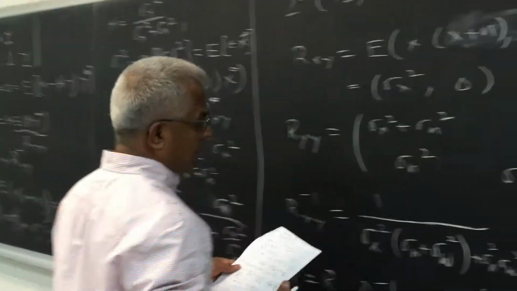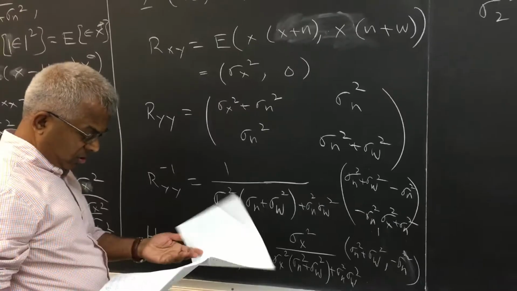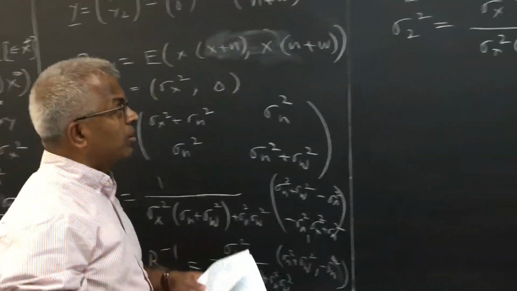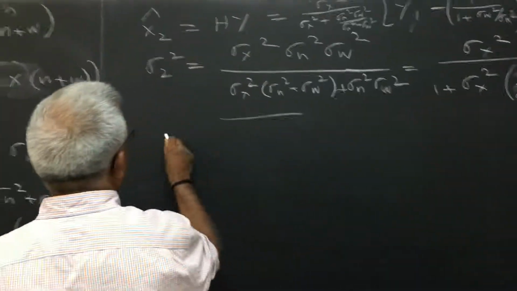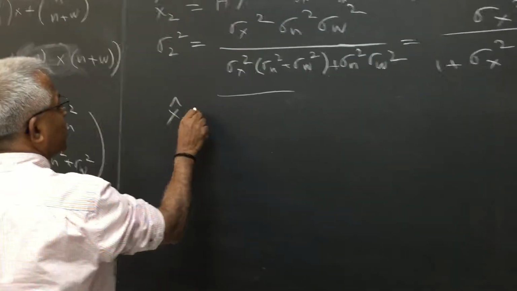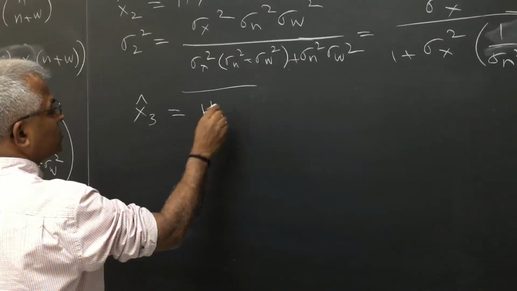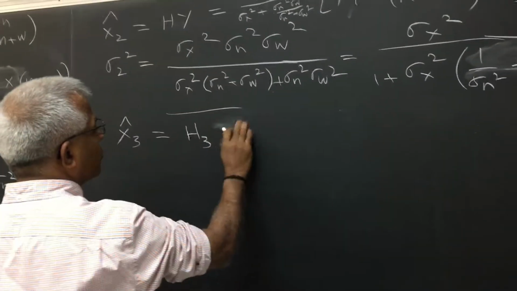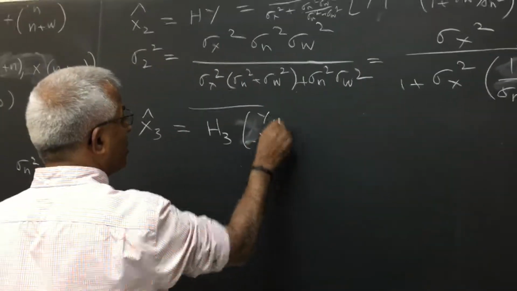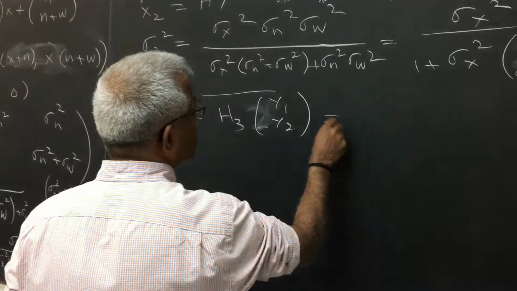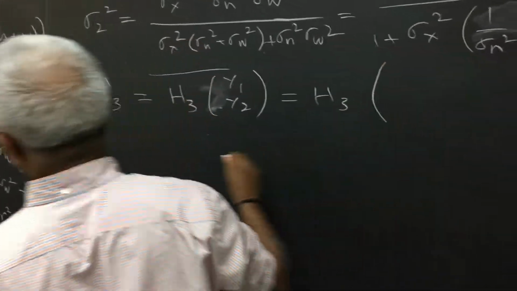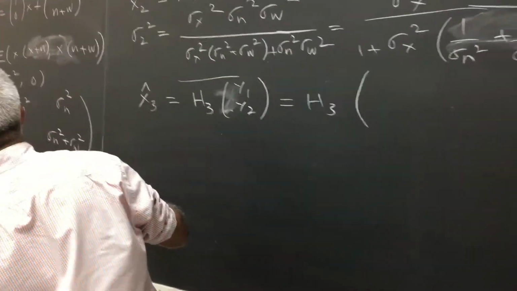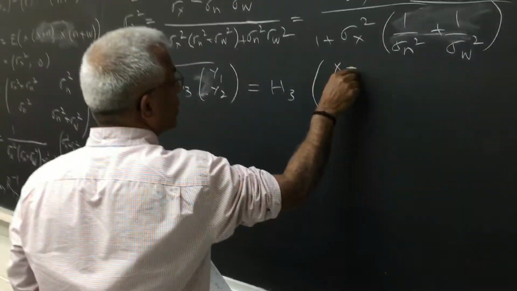So the third one is also an interesting problem. So here of course you again have x3 hat is some h3 y, and the y is of course y1 y2, a different y1 y2, because y is of the form x plus n and n.